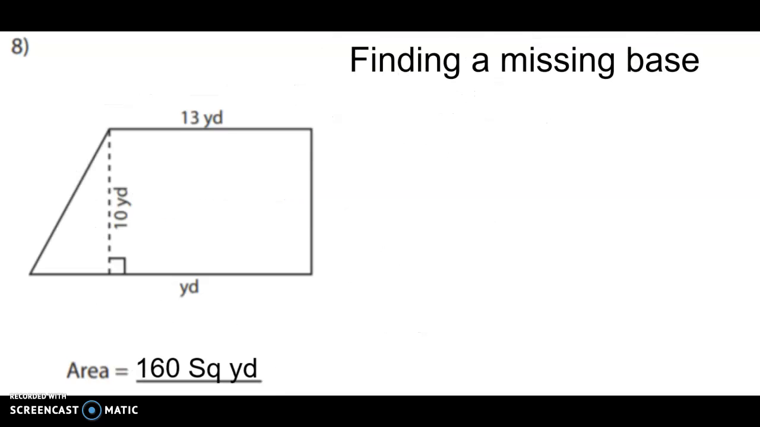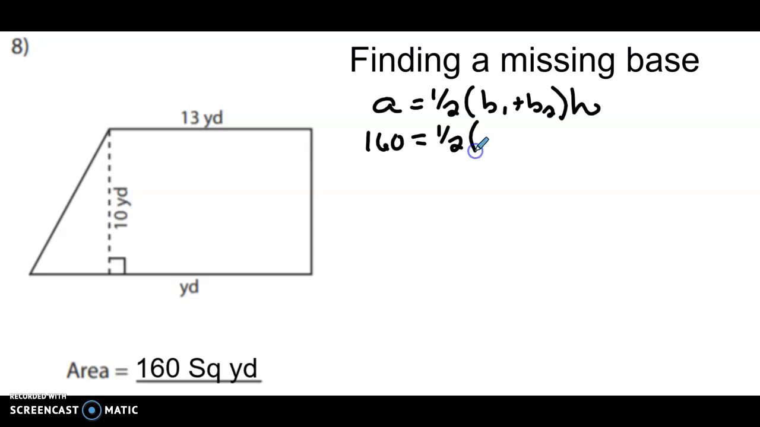Now, when it comes to finding a missing base, the steps, especially to start, are the same, but it's just a little bit more difficult, but as long as you follow each of these steps exactly, you'll be fine. So we start with the formula area equals half base 1 plus base 2 times height. Again, we're going to plug in what we know. We know the area is 160 equals half. The problem is we only know one of the bases. So doesn't matter again which one it is, but you see that we're missing one of the bases and we do know the height.